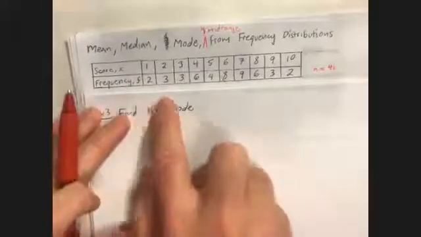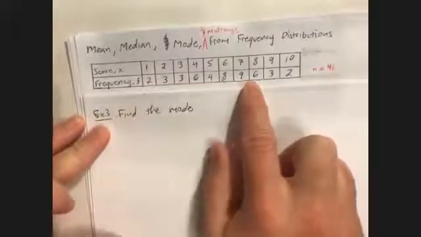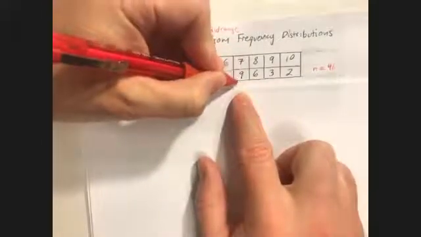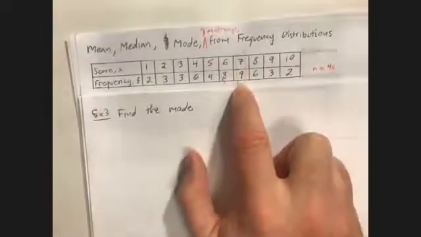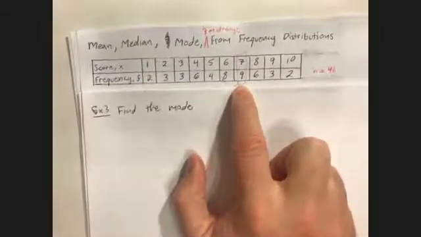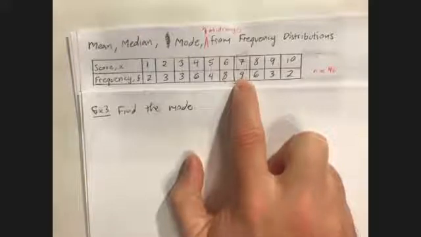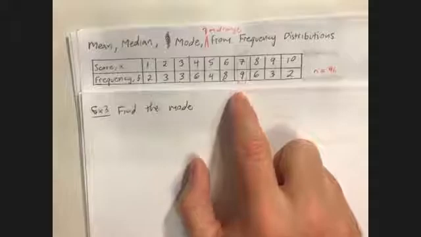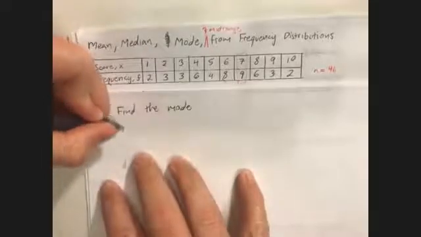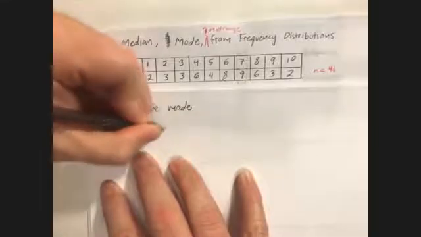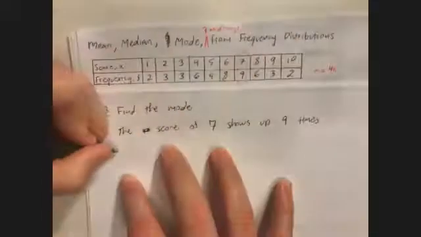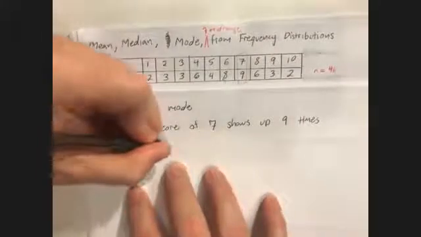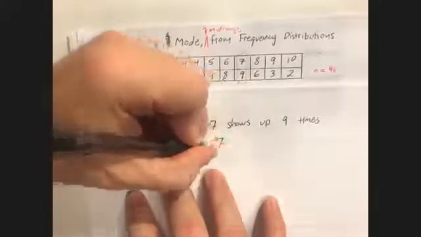Okay? So what I want to do is find the biggest number down here in the frequency. The biggest number is this 9. Okay? So it's not the 9 that's the mode, it's 7, because the score of 7 shows up 9 times. So the mode is 7.